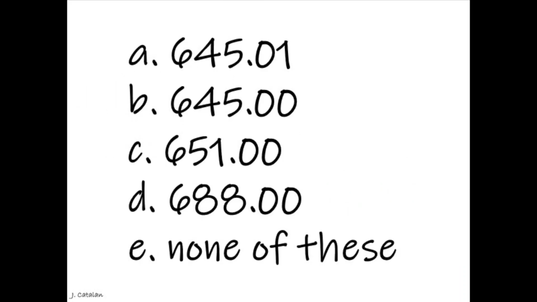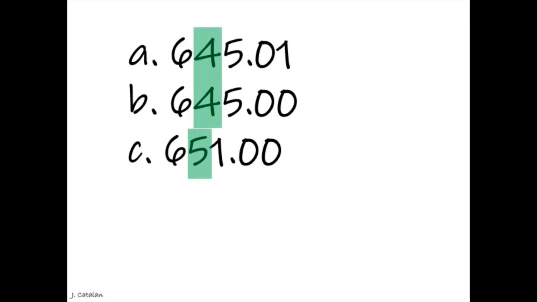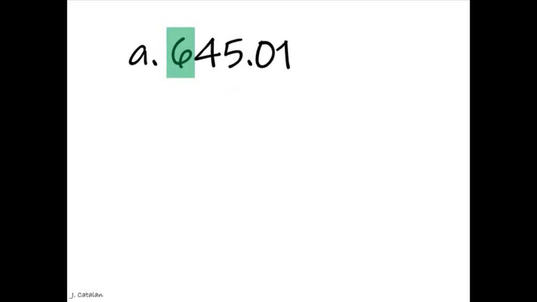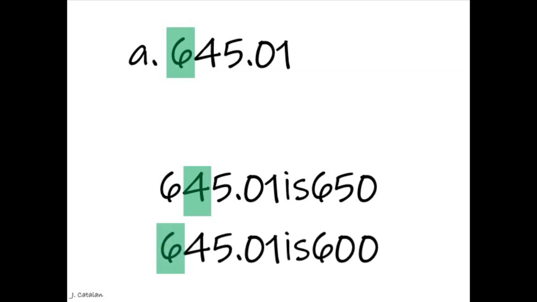Cross out options D and E, they are too far to be our possible answer. When rounded to the nearest tens, options A, B, and C are the candidates. When rounded to the nearest hundreds, options A and B are the candidates for the possible answer. Option C must be crossed out. Among the two, option A is the nearest possible answer. 645.01 when rounded to the nearest 10 is 650. 645.01 when rounded to the nearest 100 is 600.